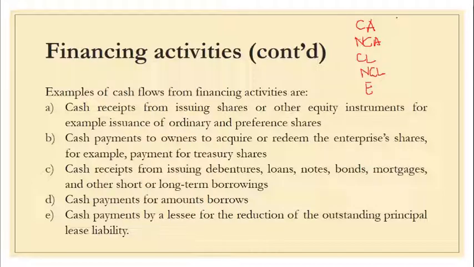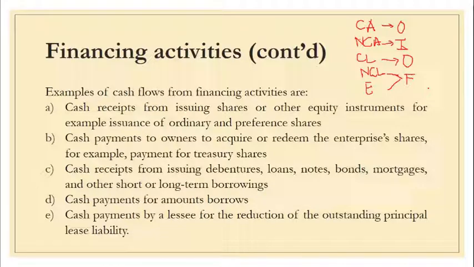So if you would classify how these components should be part of your cash flows, your current assets would most likely be part of your operating activities. Your non-current assets would be part of your investing activities. Your current liabilities would be part of your operating activities. Your non-current liabilities and your equity would be part of your financing. However, this is just a general guide. Okay, this is just a general guide.